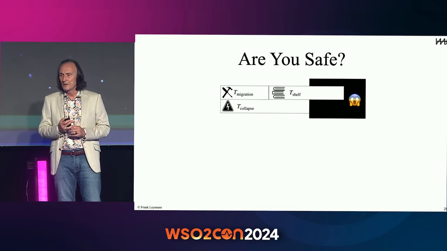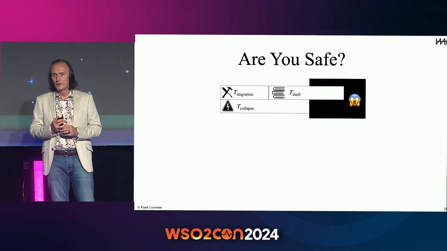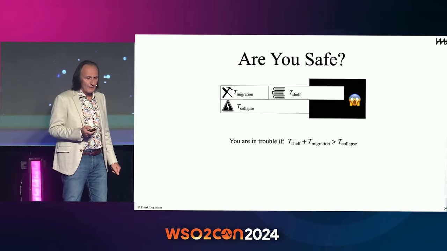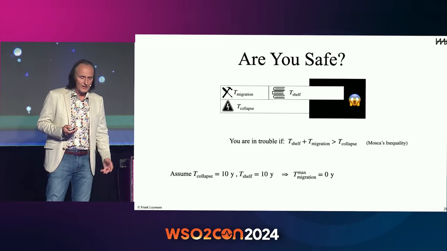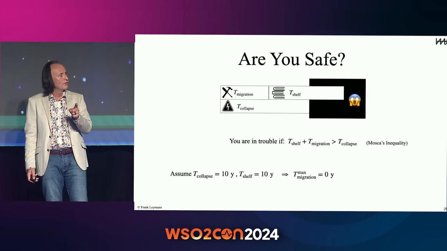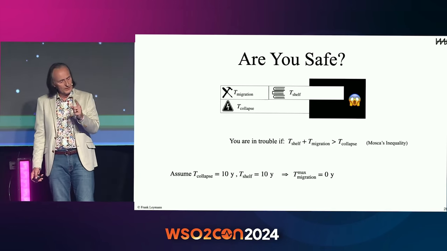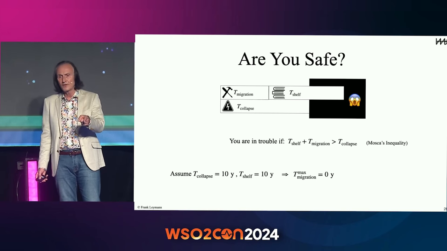So people are really stealing data that is securely encrypted because they want to get money from you in a couple of years, when a powerful quantum computer is there. By the way, this is called Mosca's inequality. Just an example: if you think that the collapse time is 10 years, that we need 10 years to build a powerful quantum computer, and you have data that must be kept secure for 10 years, the migration time you have is 0 years.